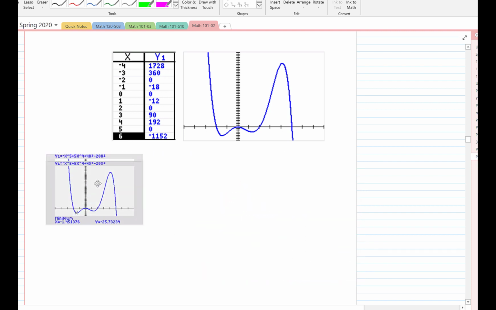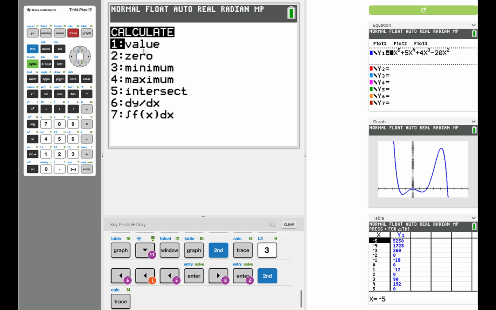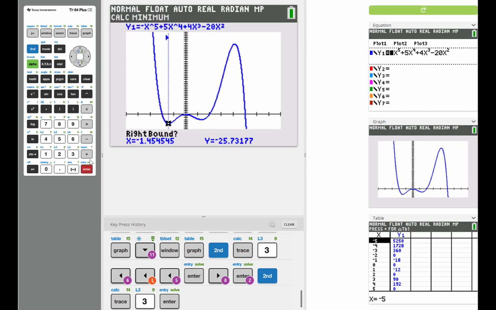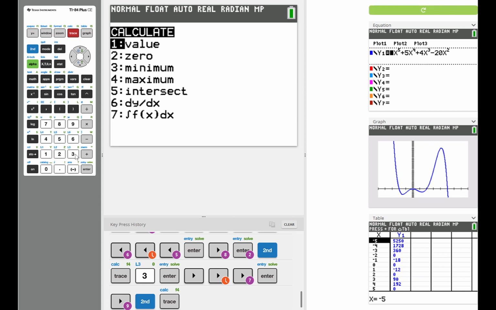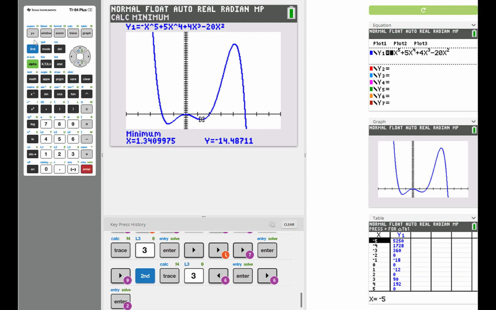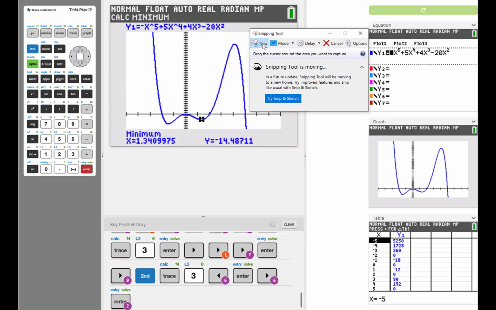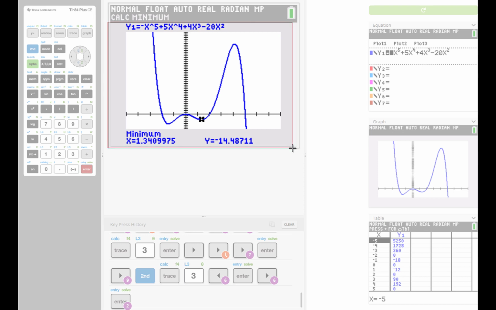And it didn't ask for this, but I think it's important that you know how to find these values in case you are trying to draw a sketch and you wonder what that smallest value is for y. And I'm also going to get this other relative minimum on this side. So I'm going to calculate the minimum again. Left bound, right bound, and then guess. Looks like this one is y is equal to -14.48711. I'm going to copy and paste that and put it on my notes. That way it reminds you of how to find these values.